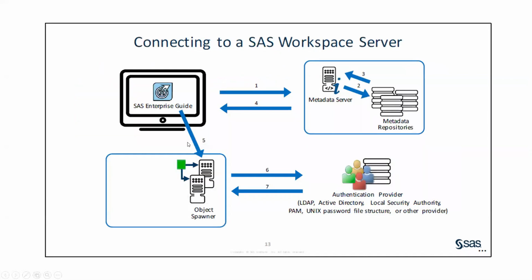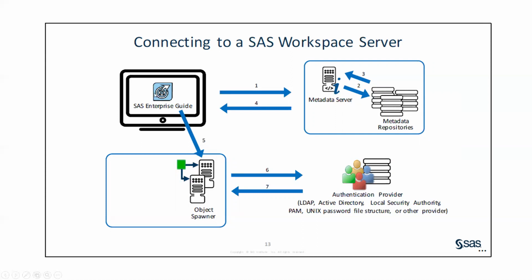Okay. Then connecting to a workspace server. Anyway, this is a simple thing. First, when you are working on Enterprise Guide, it won't act alone, right? So we have to connect to the metadata server. The metadata server is what has the metadata repository. So from the metadata repository, the metadata content will be accessed through this metadata server, right?